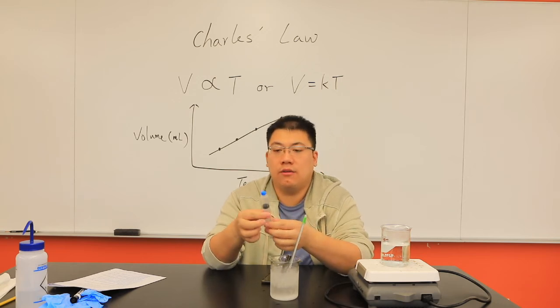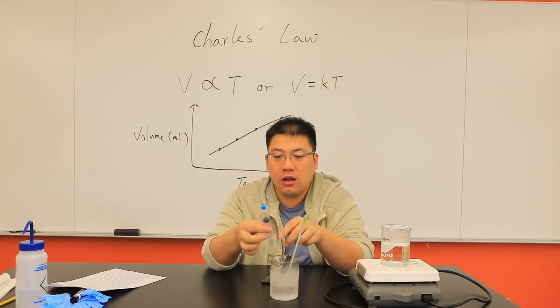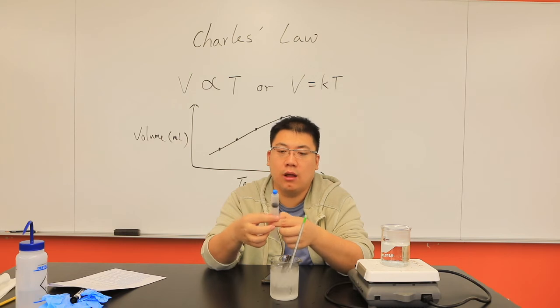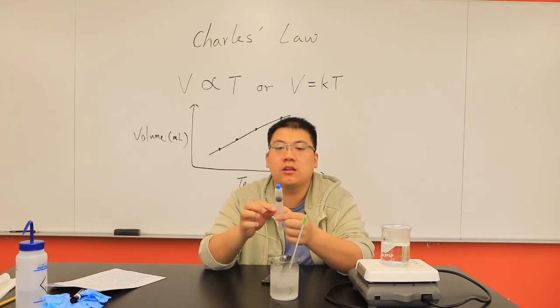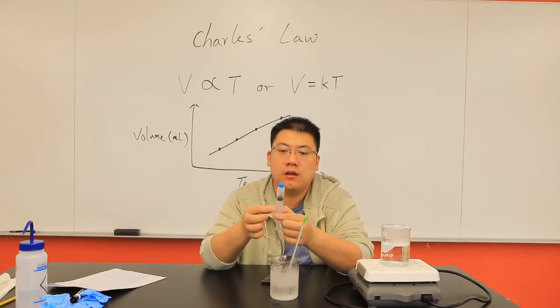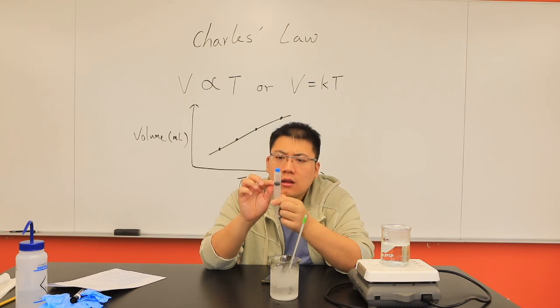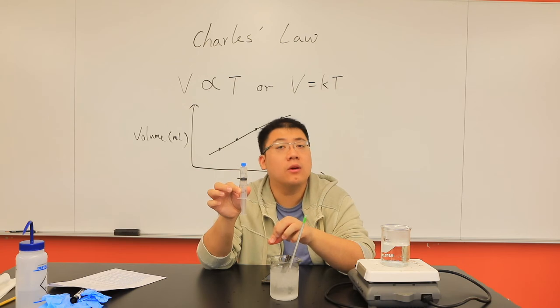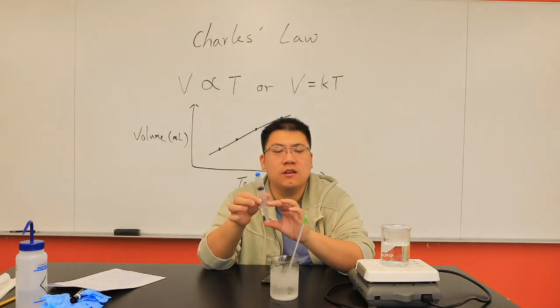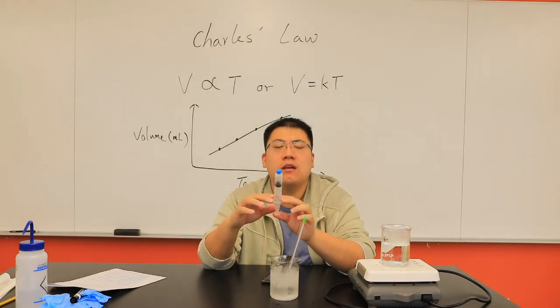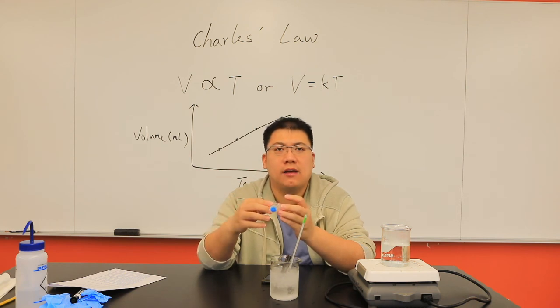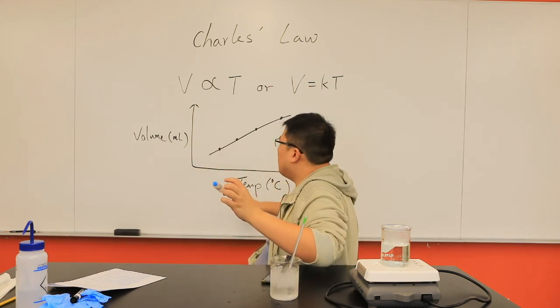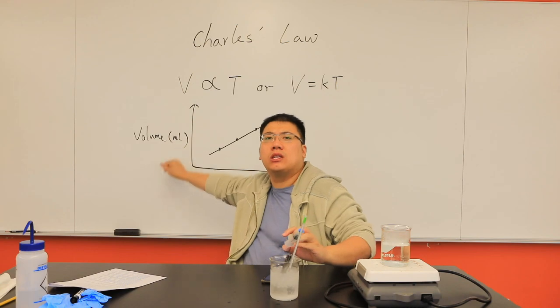Let's take a look at the volume reading. Currently, the volume on the plunger of the syringe says about 9 milliliters. So you can see that the volume decreases by putting this in an ice water bath. When you decrease the temperature, you also decrease the total volume.